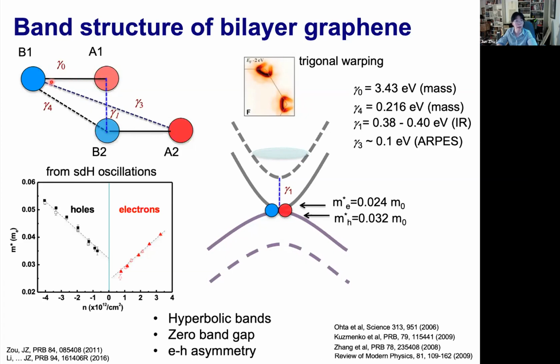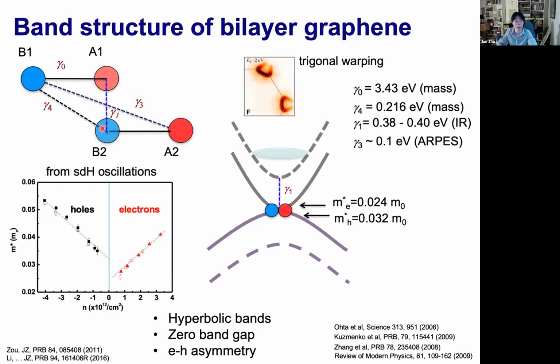intra-layer bonding. Now, this gamma naught, that's the intra-layer bonding, is the largest energy scale here. So in a tight binding model, this is about 3.4 eV. Then the next energy scale that's important is gamma 1, the on-site energy between these two stacked atoms, and that is about 0.4 eV. This energy scale is the difference between the low energy bands, which are these solid lines here, and the higher energy bands. So this separation is given by gamma 1.